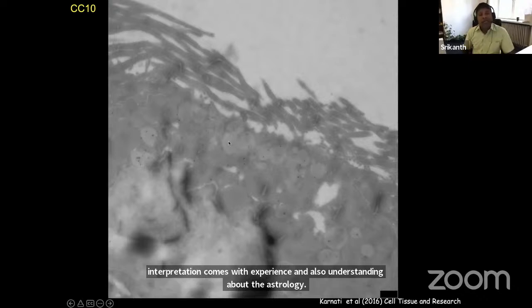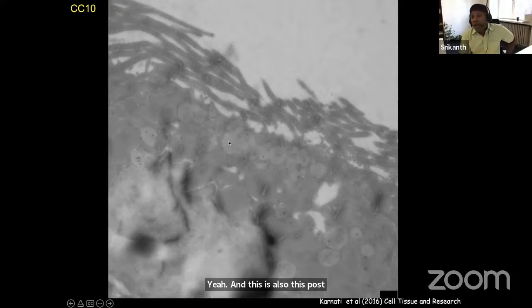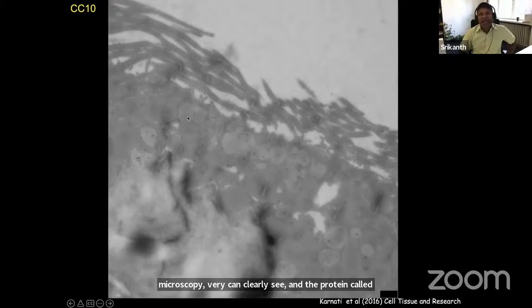Yeah, and this is also post-embedding immunoelectron microscopy, where you can clearly see another protein called CC10. The CC10 protein specifically stains the club cell secretory granules. You can clearly see these are all the secretory granules, nicely labeled with the CC10 protein, and the rest of the regions are negative. So this is a specific antibody labeling on the secretory granules, showing the specificity of the antibody.